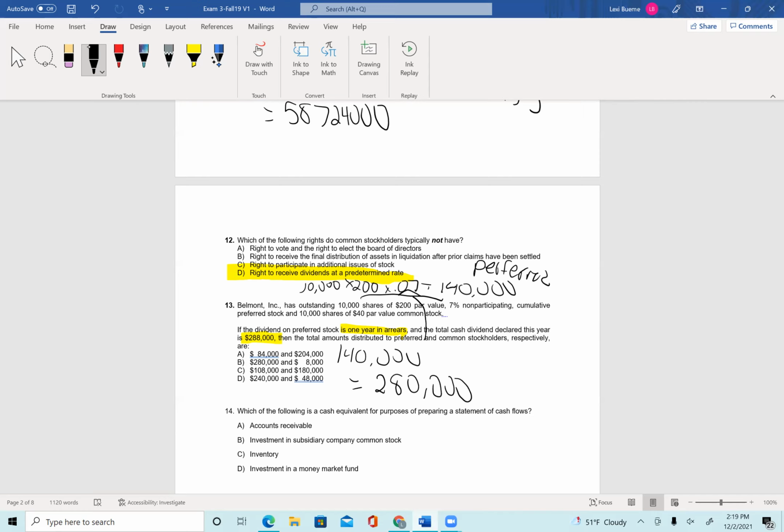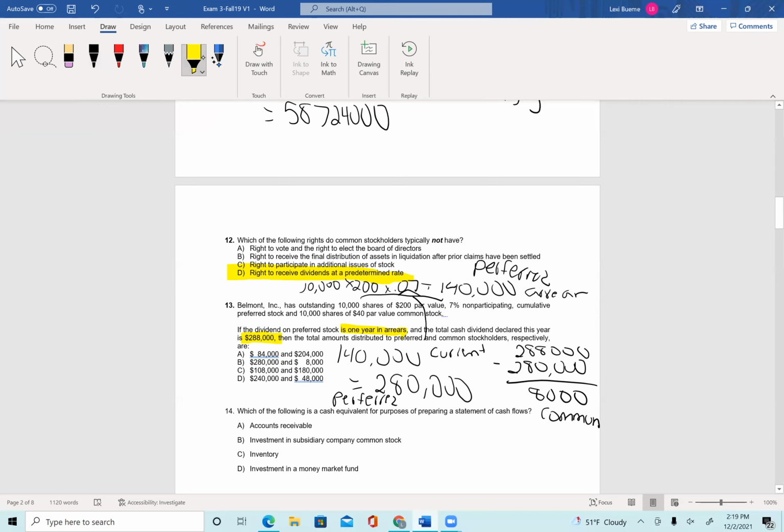And then our total cash dividends declared was 288. So subtract out 280 from that, which gives us 8,000 common. So this is amount in arrears. This is current, which gives us total preferred. And then that's the common, which is the difference. So it's going to be B.